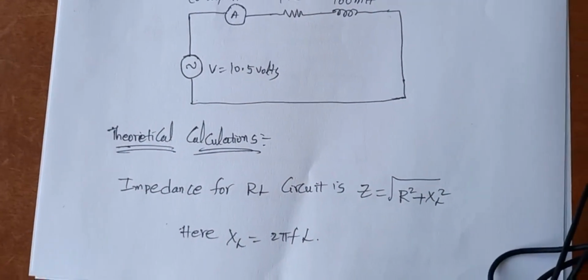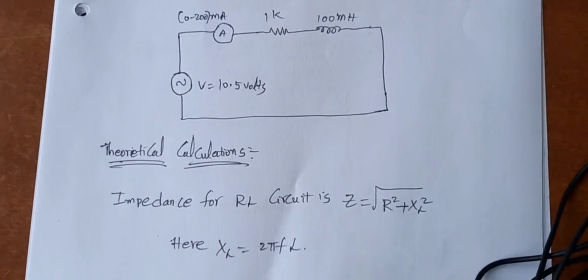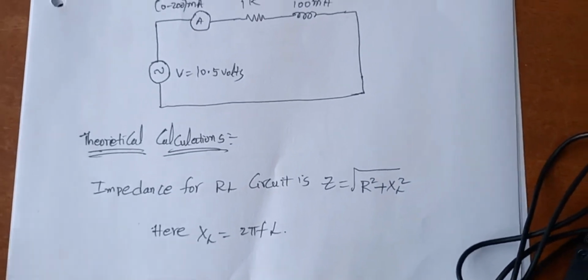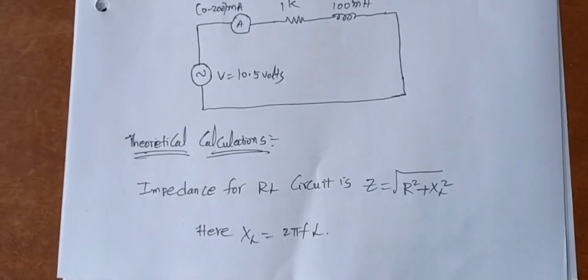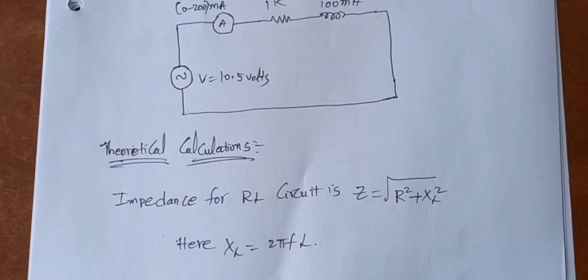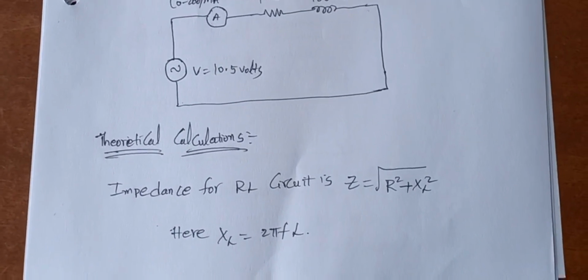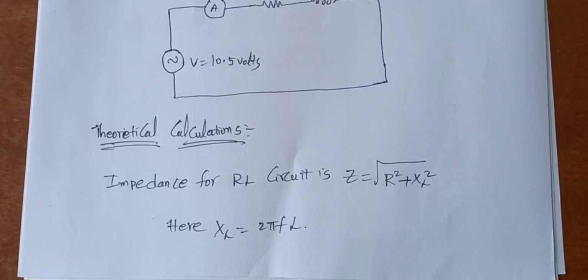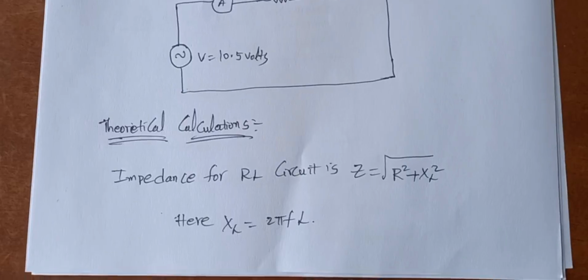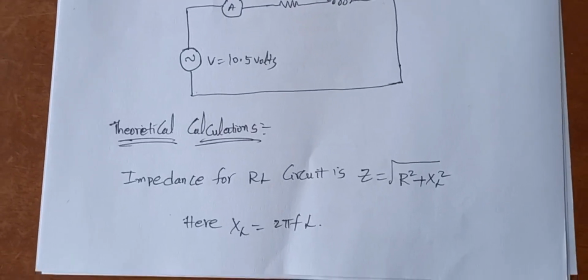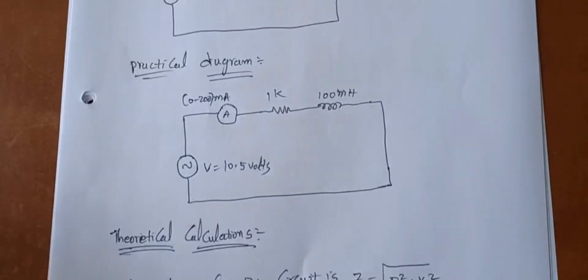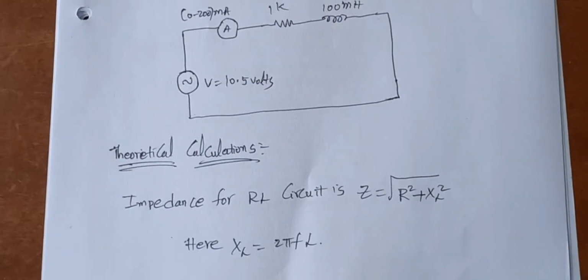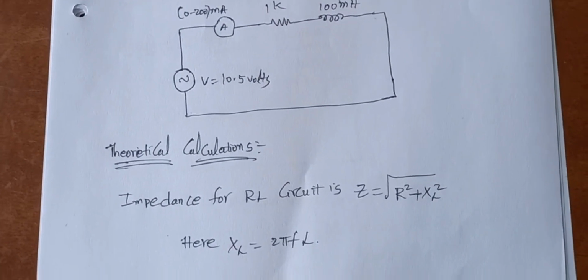Here impedance for the RL circuit is Z equal to root R square plus X square. This is the actual formula for impedance, a combination of resistance and inductance. So Z is equal to root R square plus XL square. Already we know that formula. Here we know the resistance only, which is 1 kilo ohm, but we don't know the XL value, the reactance value.